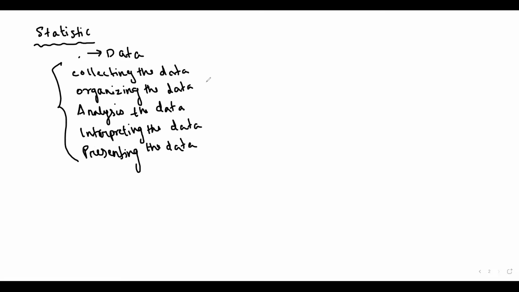Now we divide statistics into two categories. Statistics is divided into two categories. One is descriptive statistics. And the other one is inferential statistics.